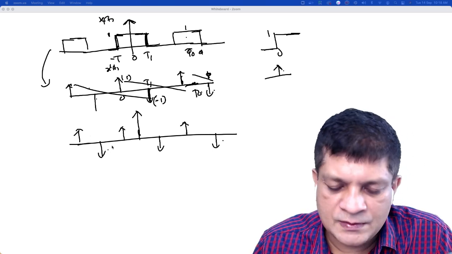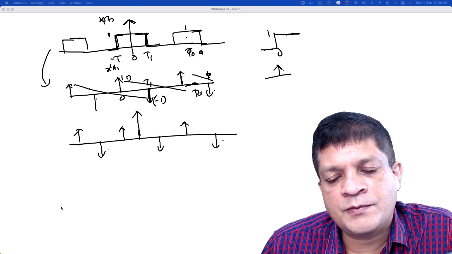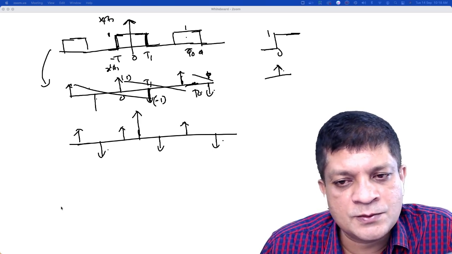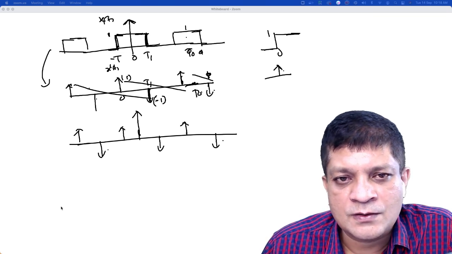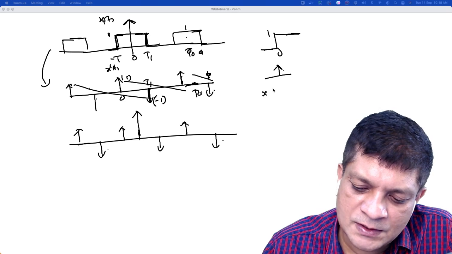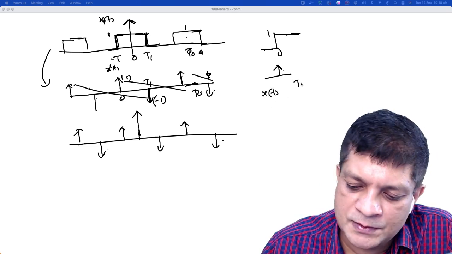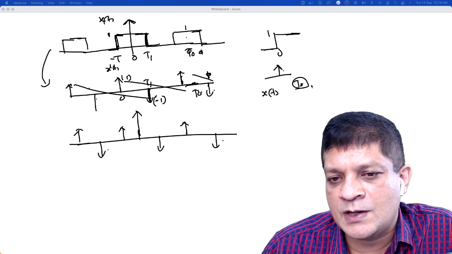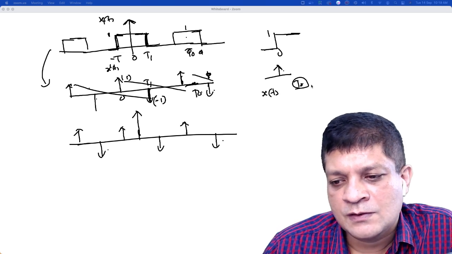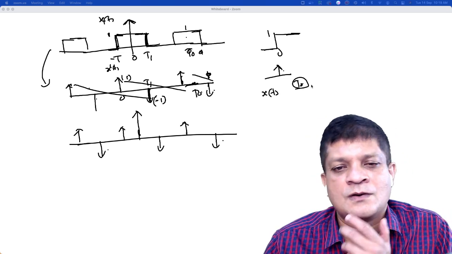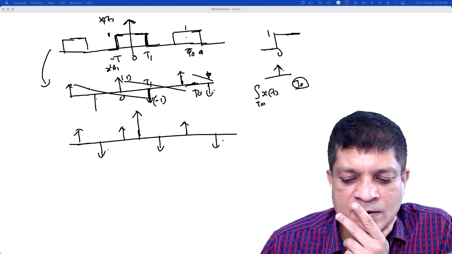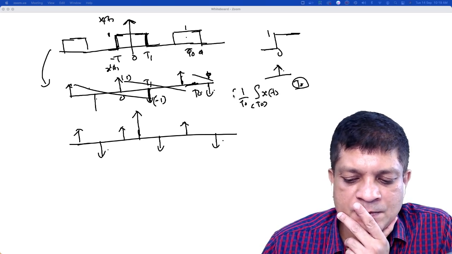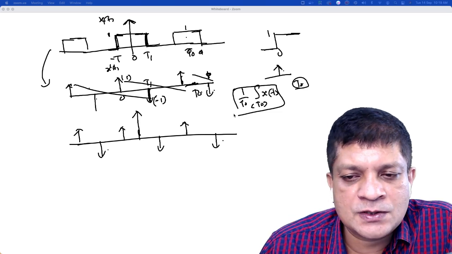Tell me, what is the average value of this signal? How to find the average value of a periodic signal? You integrate it over one period, and then what? What is the average value of any signal x(t) if it is periodic with period T naught? Integrate over the time period T naught, upon T naught. Integrate over one period and then divide by T naught. You will get the average value of the signal.